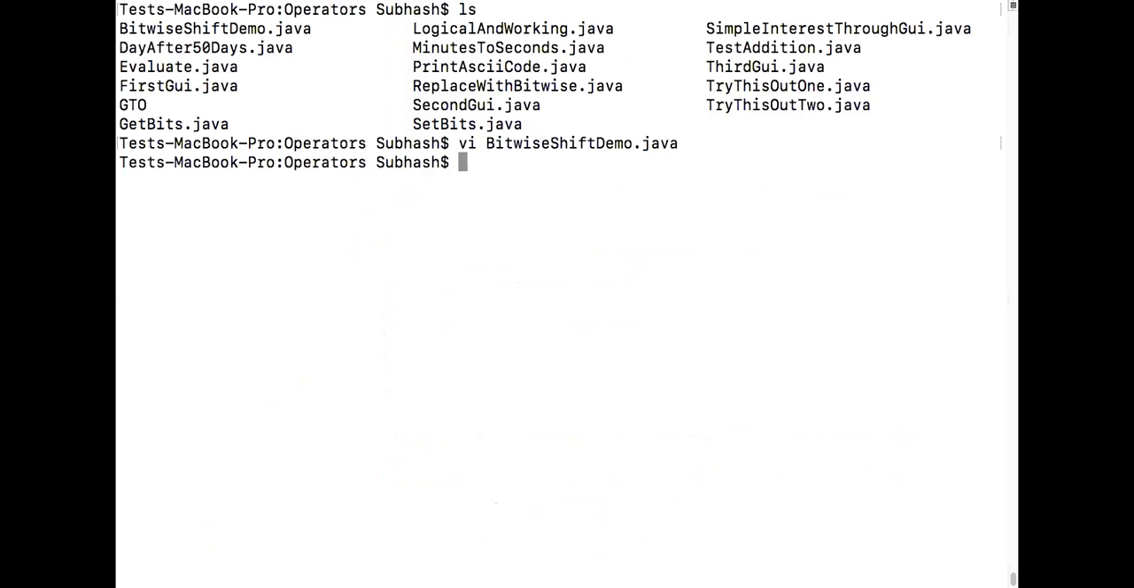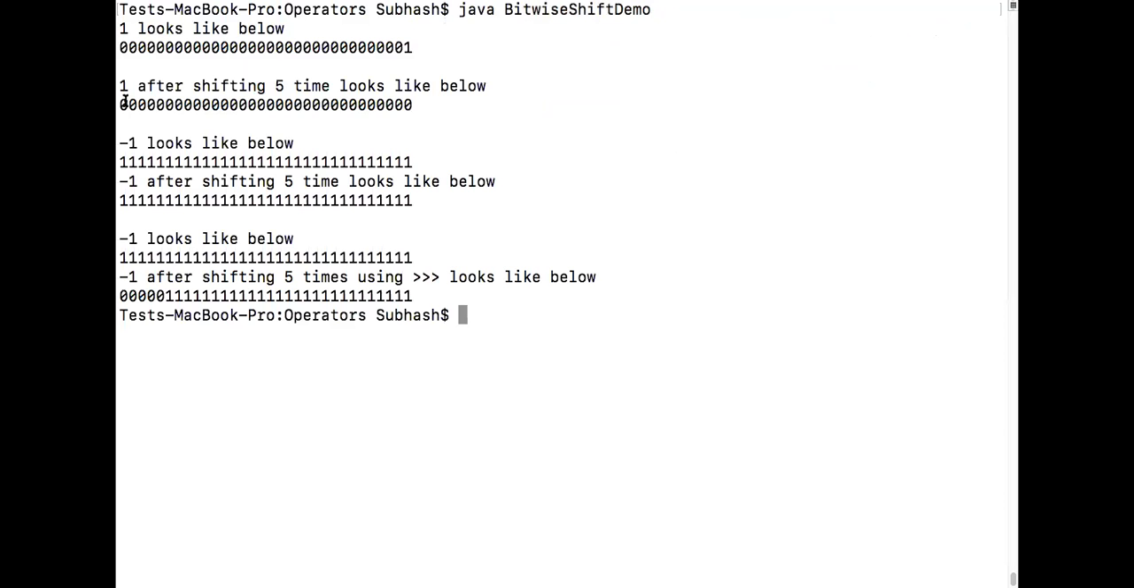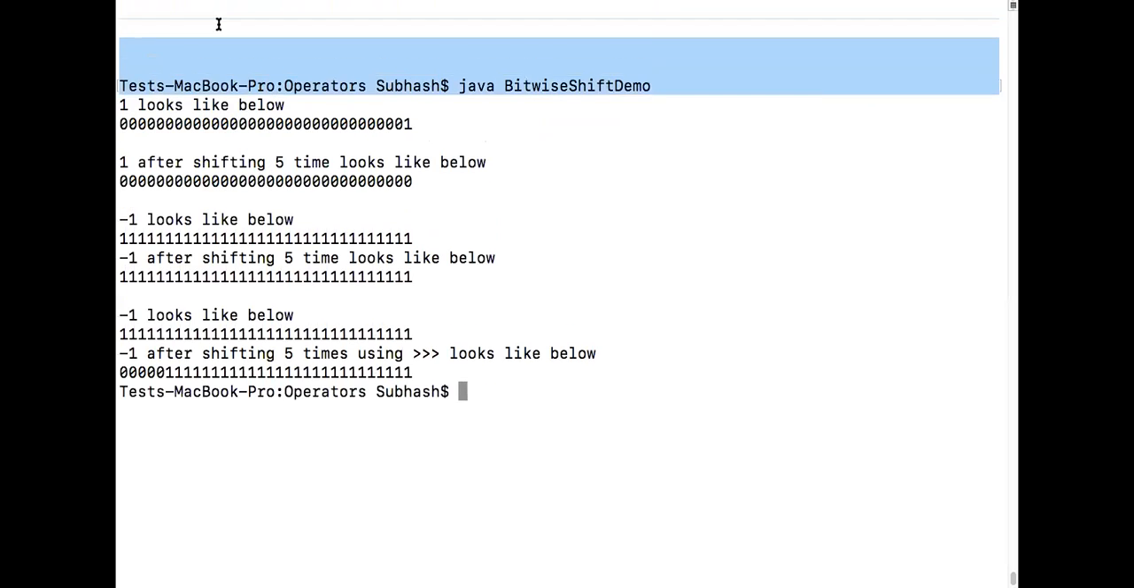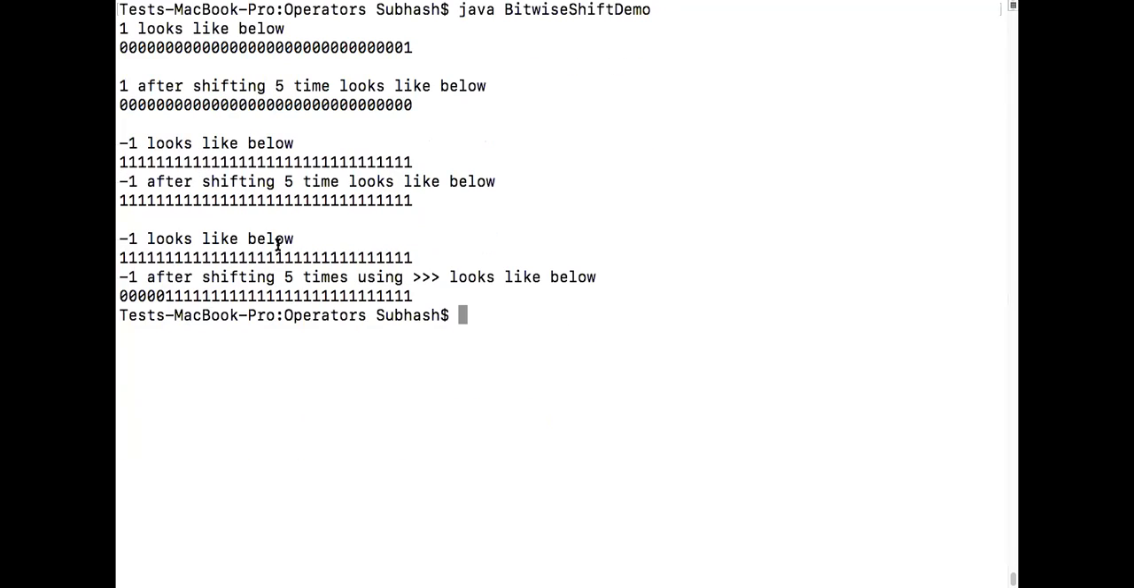Now let me run this code. Did you see this? Did you see what's happening? Let me see. One looks like below. This is one, no? This is 32 bit. Okay, this is one. Now, one after shifting 5 times looks like this.